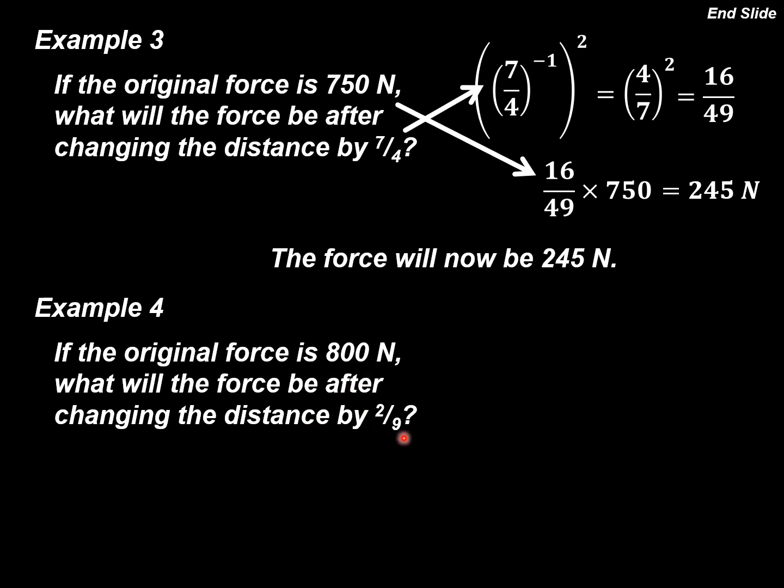All right, last example here, we have a force of 800 newtons, and then we're going to have 2/9 of the distance. Now, because we have a smaller distance between the two, we should have a larger force. So we should expect something bigger than 800 when we finish this.